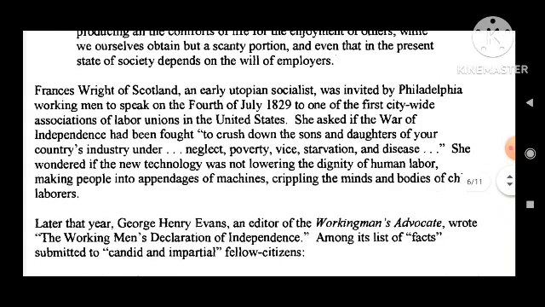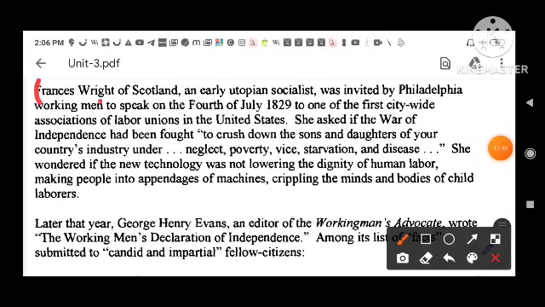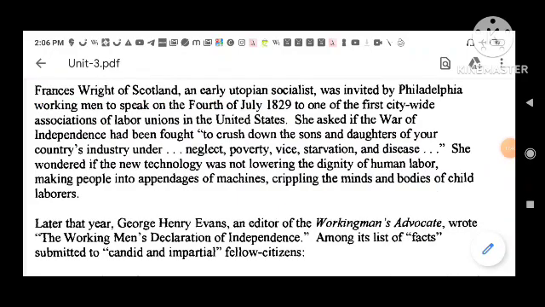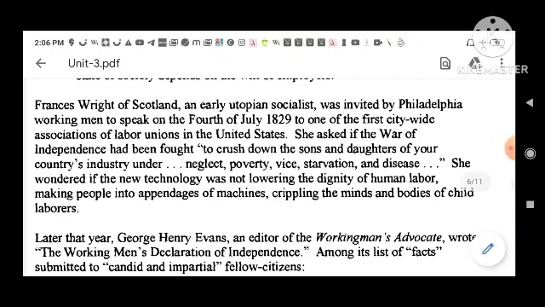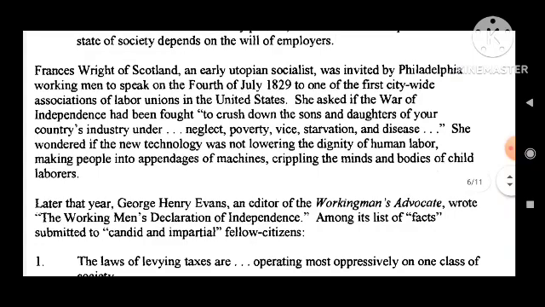Francis Wright of Scotland, an early utopian socialist. Okay, so who was an early utopian socialist? You can say Francis Wright of Scotland. Okay, here the Francis Wright of Scotland, an early utopian socialist, you can note down, was invited by Philadelphia working men to speak on the 4th of July 1829 to one of the first city-wide associations of labor unions in the United States.